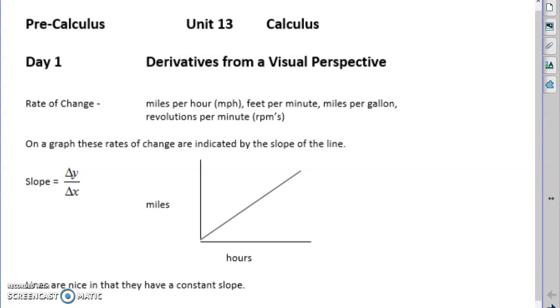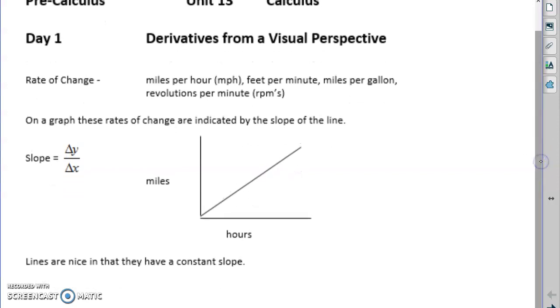So let's start. First of all, we're going to talk about a visual perspective. The first basic function we'll talk about is anything that's linear. Typical rates of change are things that have "pers" in them: miles per hour, feet per minute, miles per gallon, revolutions per minute. Anything that compares 2 units. This example of the graph here, miles per hour, it's nice and linear. That means its slope is what? It is constant. It always stays the same. That's the great thing about linear functions. They have a constant slope. Whatever this rise or run is here, it's the same here, it's the same there.